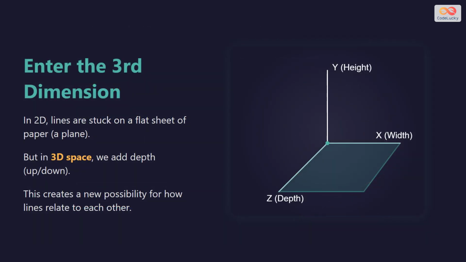But the real world is not flat. When we add height, width, and depth, we enter the third dimension. This additional space creates room for lines to behave differently. We are no longer stuck on a single sheet of paper.